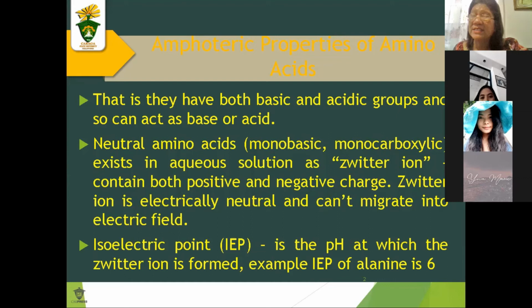NH3 then has a positive charge, and that is amphoteric. What makes it amphoteric? It has both the negative and the positive charge. Where is the positive charge? It is in your NH3 plus, the amine group on the left side. Then your carboxyl is negative. It could be monobasic, meaning one amine group, and monocarboxyl, meaning one COO.